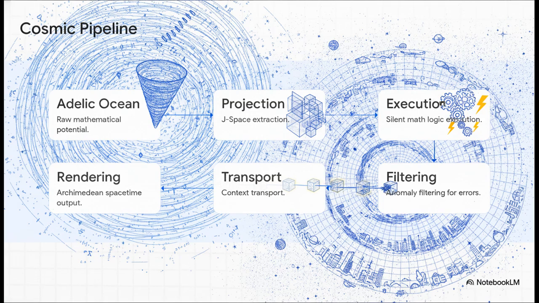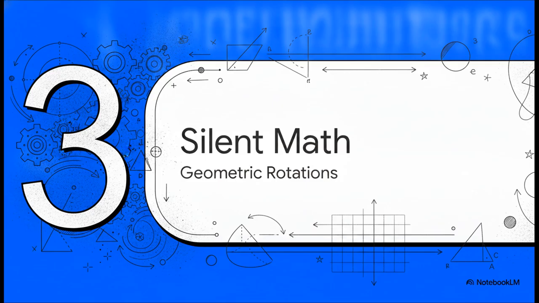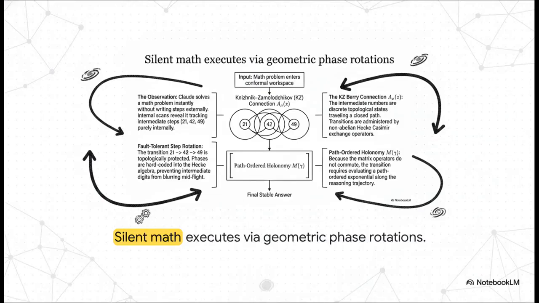Like, how does this cosmic computer actually think? Let's look at section 3, processing the silent math. You know how when an AI like Claude is solving a tough math problem, it doesn't always show you every single intermediate step on the screen? It tracks a lot of that purely internally. Well, the universe does the exact same thing. It uses something called Konijnik-Zamalajajkov connections, and I know that's a mouthful, but just think of them as invisible rotating geometric gears.